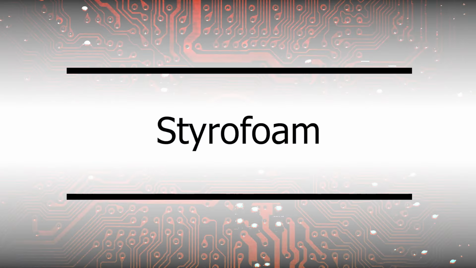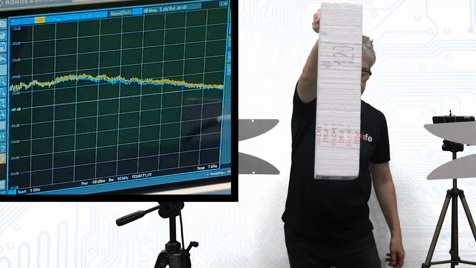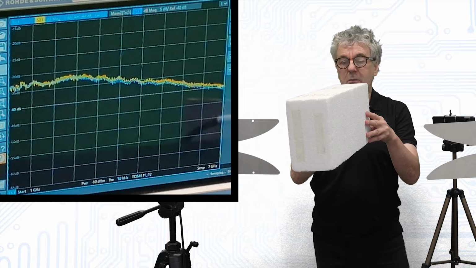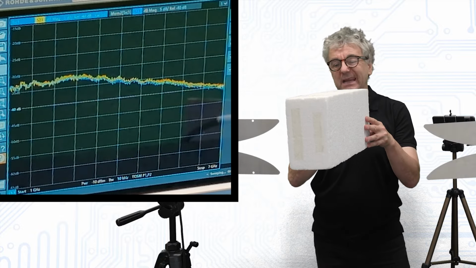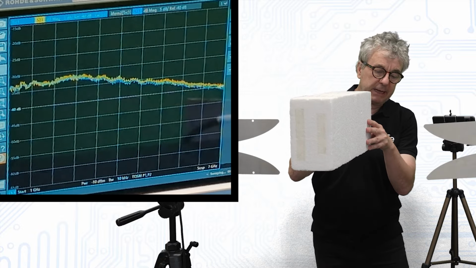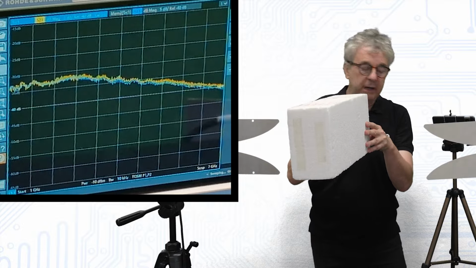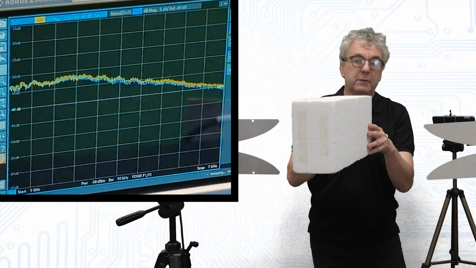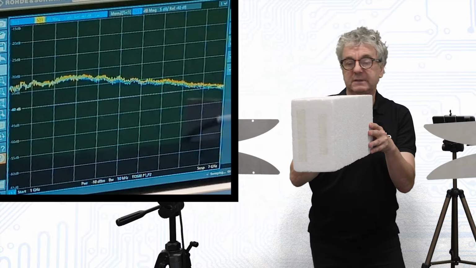Now let's take another object. Here we have a big block of styrofoam. It does nothing. Why is that? Well, styrofoam is merely air. It's just a very little bit of plastic, and the interaction between the waves and the plastic is very low, so it pretty much acts at this frequency as air.